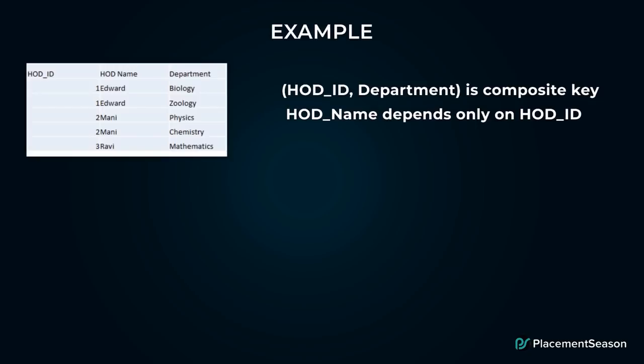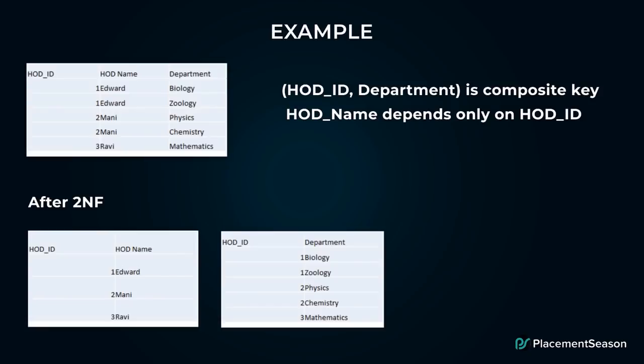So here, the composite key will be both HOD ID and department. The one more column, HOD name, depends only on HOD ID. That means it depends only on part of the composite key. So this violates the 2NF, second normalization form. To satisfy the 2NF form, we divide it into two tables. For the first table, we have only HOD ID and HOD name. And for the second table, we have HOD ID and department. So with this, we remove the partial dependency.